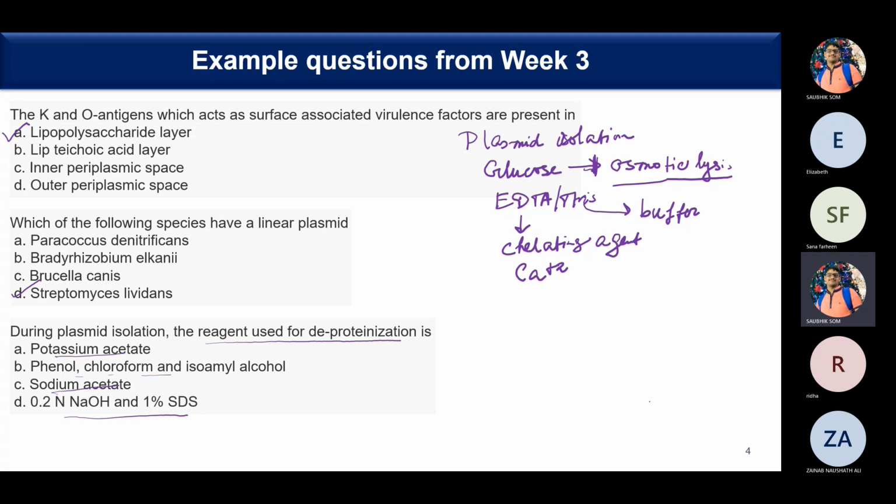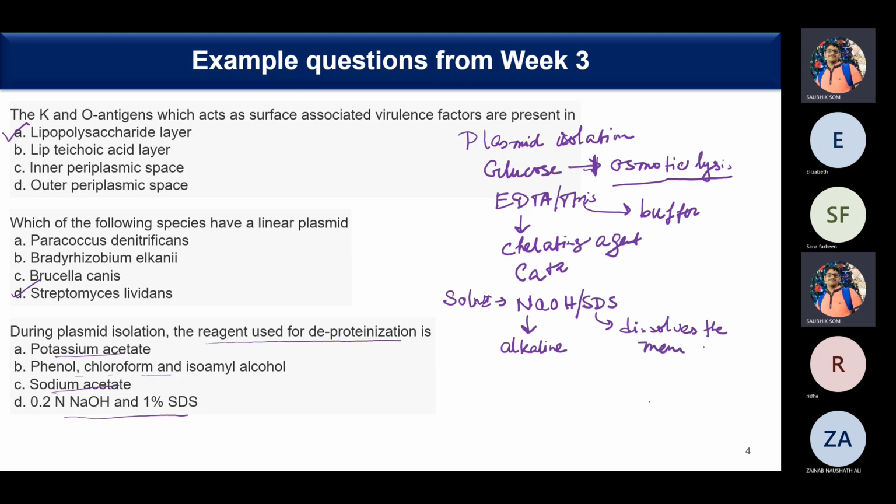So this is solution 1. Solution 2 is NaOH and SDS. So what does NaOH do? It makes the solution alkaline, correct? And this forcefully dissolves the membrane. So it's alkaline lysis. That's why it dissolves the membrane.